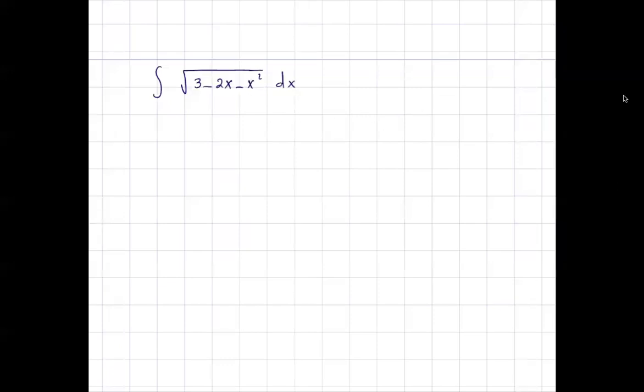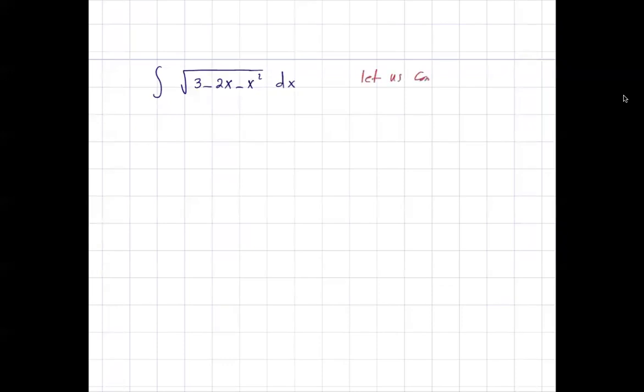In this question, we are interested in calculating the integral of square root of 3 minus 2x minus x squared. So first of all, let us go back to algebra and complete the square so we can recognize the pattern.